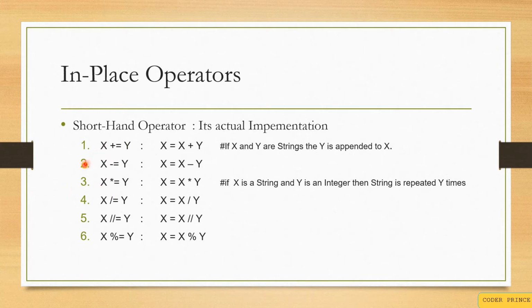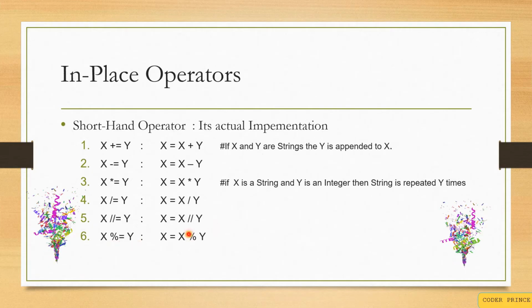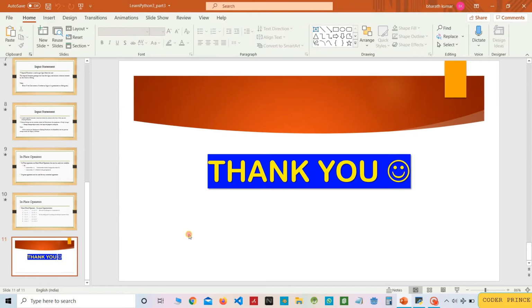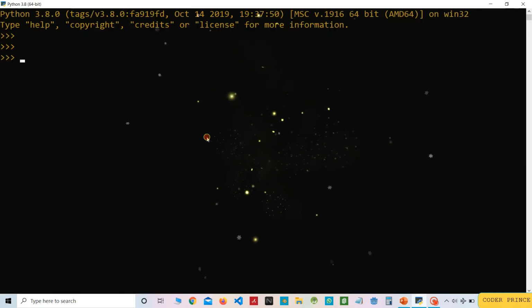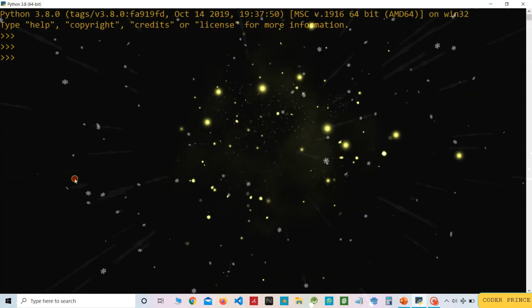Here we have subtraction and multiplication for integers, and also if x is a string and y is an integer, in the case of multiplication, then the string x is multiplied y times. Also we have x divided by equal to y, x truncated division equal to y, and x mod equal to y. So you can work on these. Let me give the example now. Let's now start with variable naming.